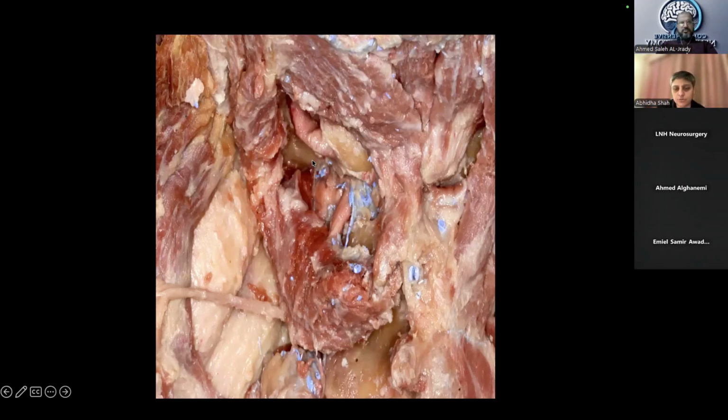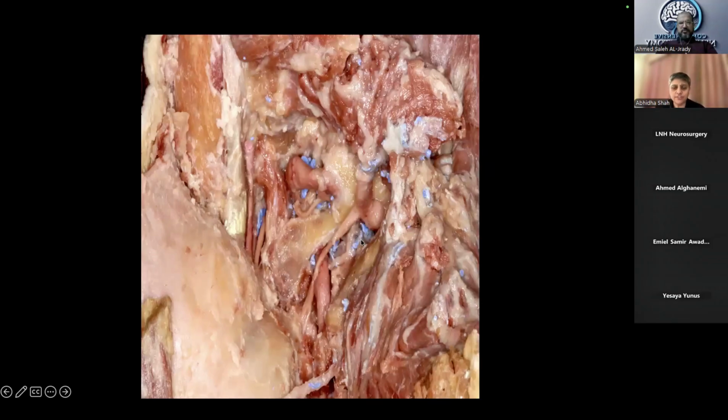Now you see the posterior arch of C1. Here the vertebral artery is coming up from the C2, turning here, going on the superior surface of C1, and then entering here on the medial surface of the occipitoatlantal joint to go intracranially. Here you see the venous plexus, and you will also see the C2 ganglion, as I will show you further. So now we continue the dissection here.